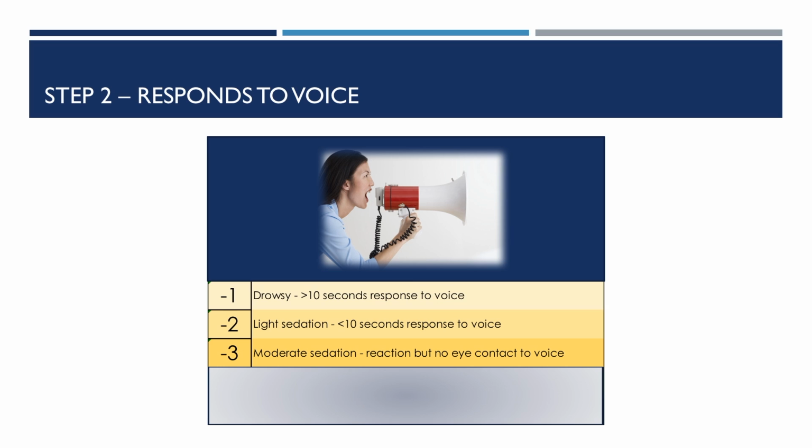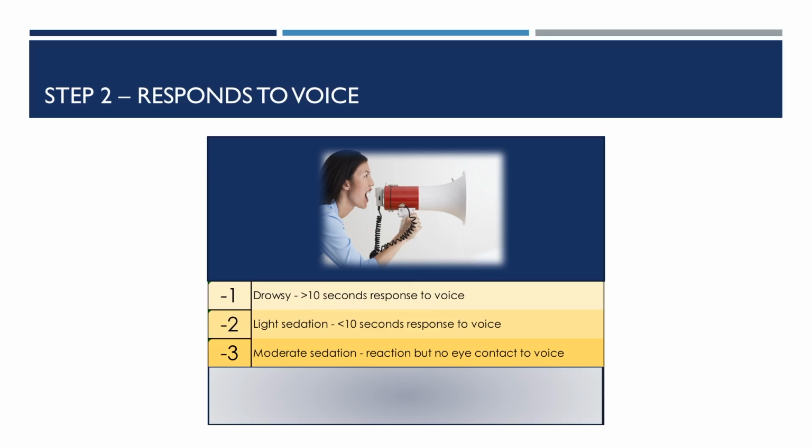This is further divided into 3 categories. The first category is a -1, where your patient is drowsy but able to maintain eye contact for more than 10 seconds. The next would be -2, which the patient is lightly sedated and able to maintain eye contact but for less than 10 seconds. So this will be your patient that you come in the morning and you arouse, they look at you briefly and then doze right back off.